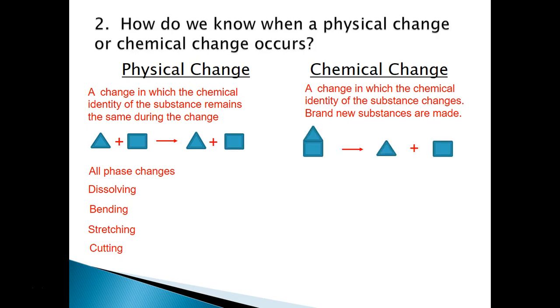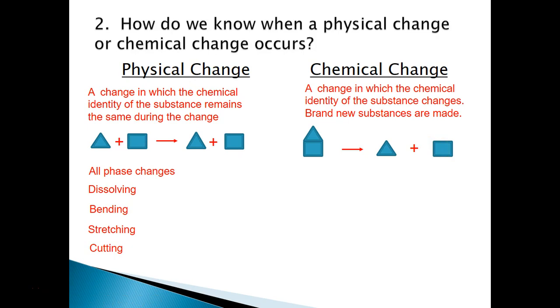So when we diagram that, we'll still use triangle and rectangle, but here I have a molecule. We'll call that TR, because it consists of one triangle and one rectangle. Now, when we undergo this change, the molecule breaks apart into the two atoms that make it up. A molecule is considered different than the atoms that make it, and so we've created brand new substances.